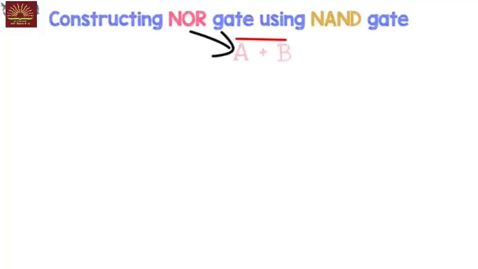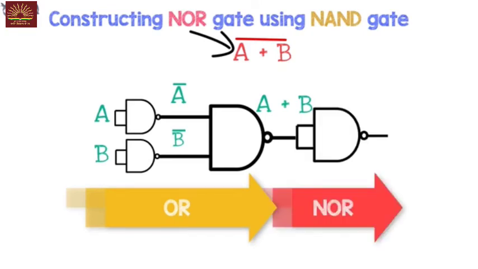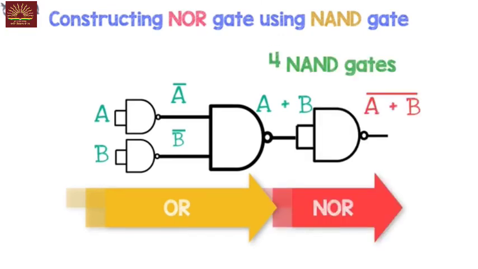The expression for NOR gate is (A or B) bar. Thus, we invert the OR gate output. We get the NOR gate. Here we obtained a NOR gate using 4 NAND gates.